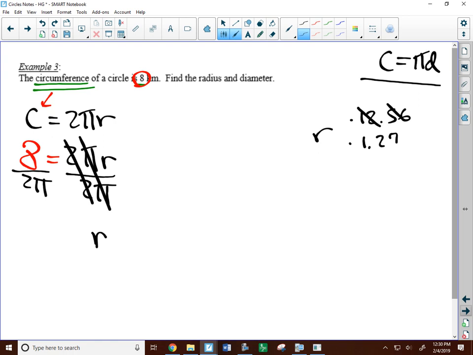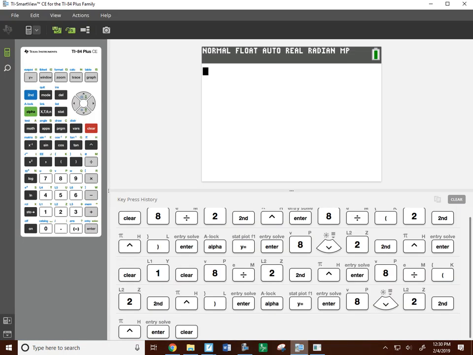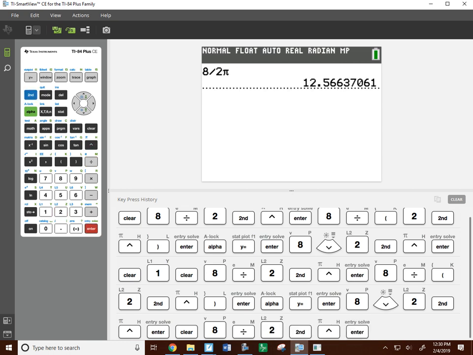So do you know what happened on the 12.56? Anybody? What was it? Oh, it's 8. Yeah, that's it. It was the parentheses. Well, here, if you just did this, your calculator is doing 8 divided by 2 times pi. It's kind of weird that it does that. 8 divided by 2 times pi. When really it should be doing 8 divided by the entire expression, 2 pi.